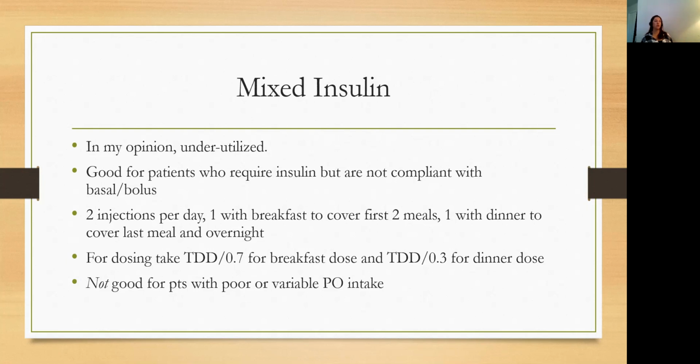It's not good for patients with poor PO intake or variable PO intake. So this is kind of like a sulfonylurea, where if you take it and don't eat, you're going to drop. So it works well for people who are going to be consistent with their food, who are non-compliant with everything else, and you kind of don't have a choice. And honestly, it's better to get somebody to take it than not take anything at all. So this is why we kind of convert to this a lot of the time when patients are so ridiculously non-compliant. You might as well just try this because it's better than them taking nothing.